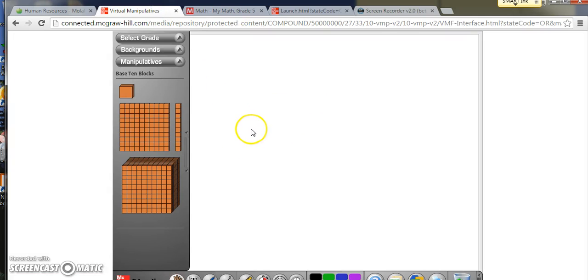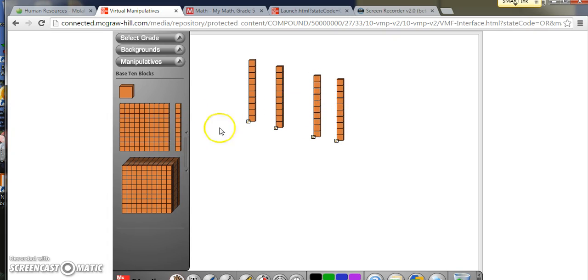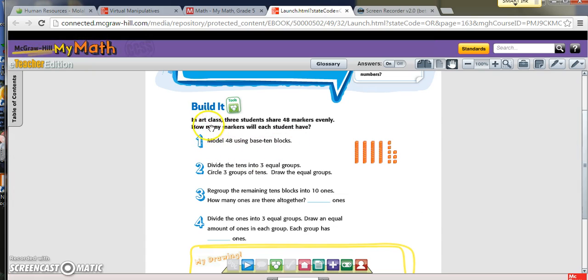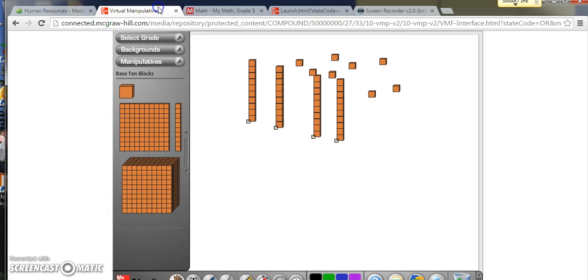Well, first off, I need to get to my manipulative area and get 48 out there. So 10, 20, 30, 40, and then 1, 2, 3, 4, 5, 6, 7, 8. Okay, make sure I have 48: 10, 20, 30, 40, 41, 42, 43, 44, 45, 46, 47, 48. Now I'm going to go back to my original problem. How many are we splitting it up between? So 48 is split between 3 students.